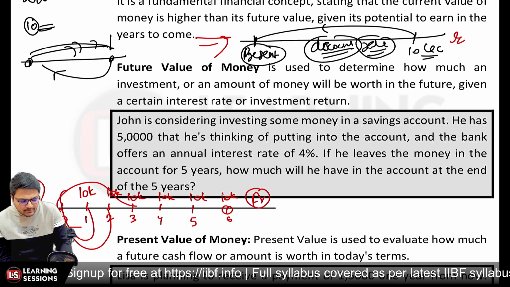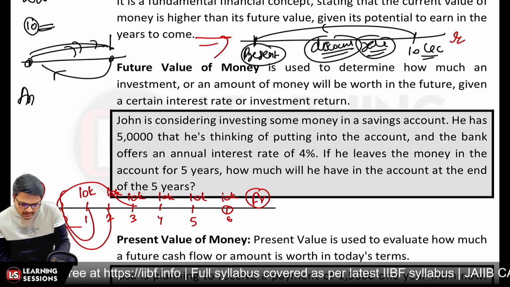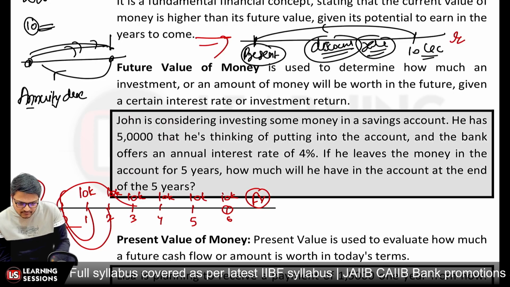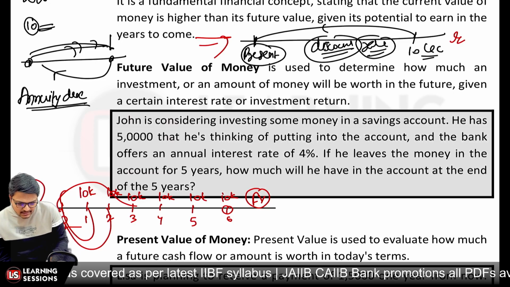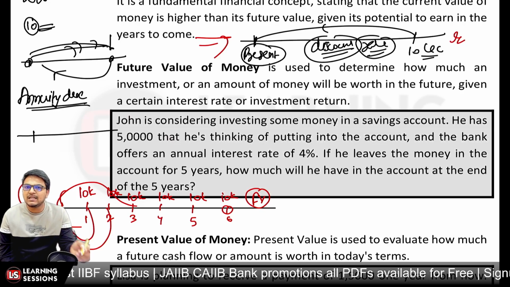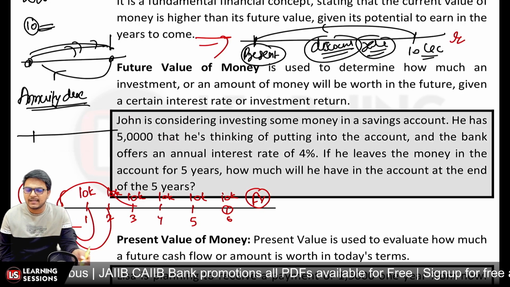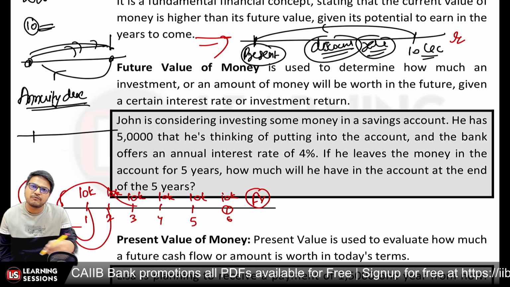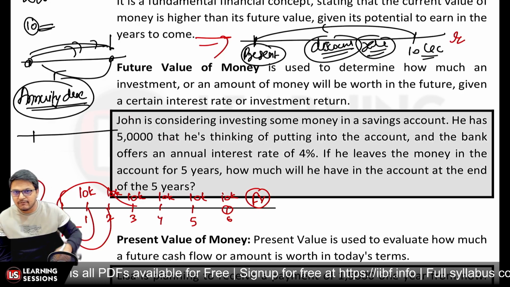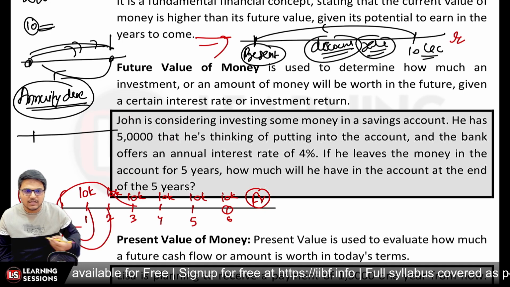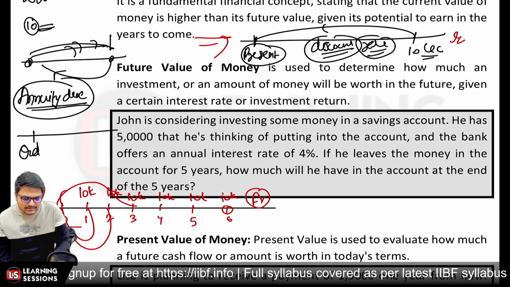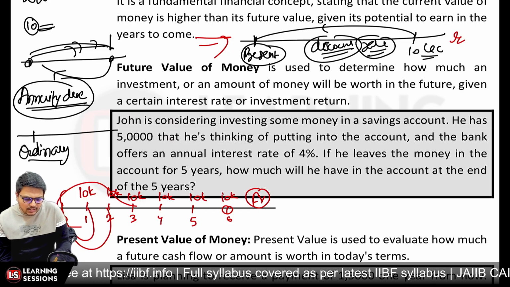When we are talking about the annuity due, we pay or receive the amount at the beginning of the period. Let's say I pay the rent on the first of every month, that is the beginning of the period. That's the case of annuity due, right? And when we pay or receive the sum at the end of the period, that is an ordinary annuity.